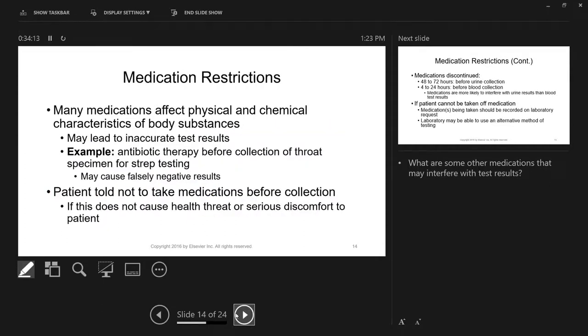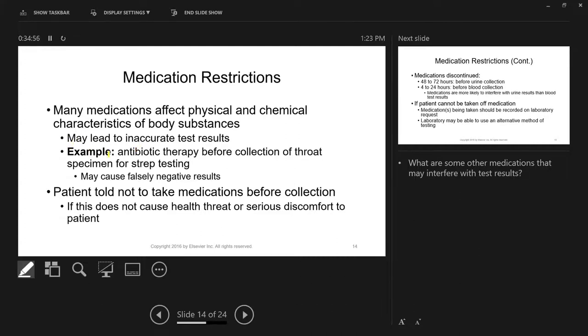All right, next up, we talk about medication restrictions. So many medications affect the physical and chemical characteristics of body substances. As I was asking earlier about what should be included on the lab requisition, you mentioned allergies. Maybe medications got mentioned, but in any case, it may be important to include the medications the patient is taking on at least the patient's record, if not also the requisition. With the requisitions I do, I don't do that, but the chart, the patient's record, has that on there.